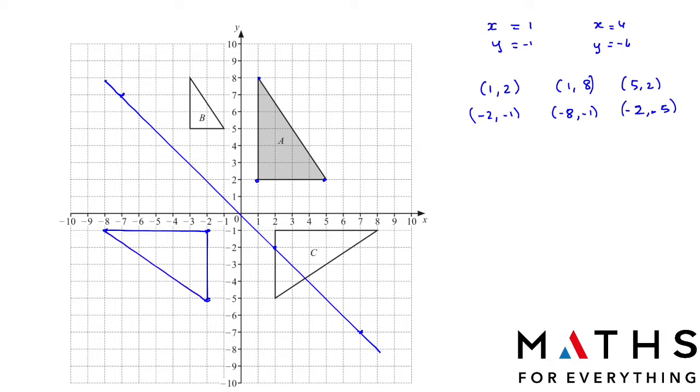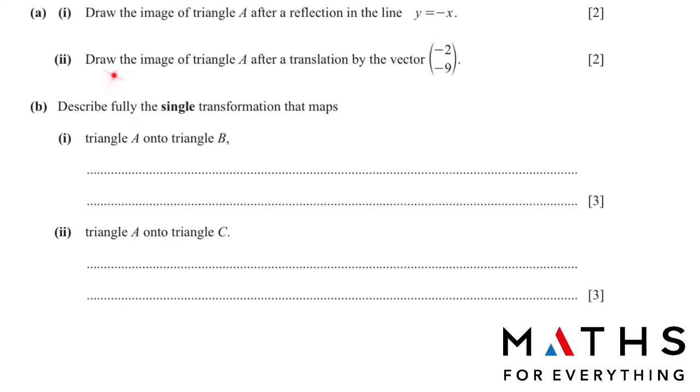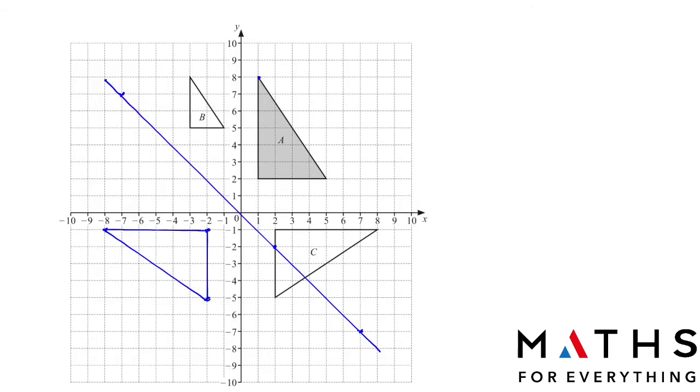So we are done with the first part. A2. Draw the image of triangle A after translation by the vector -2, -9. Before that, let's just see what the vector represents. The column vector, the top unit is the change in x. If it's positive, it means I move my point to the right. If it's negative, I shift it to the left. For y, if it's positive, I shift my point up, and negative means I shift my point down. So we have the column vector -2, -9.